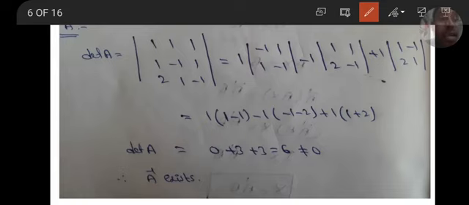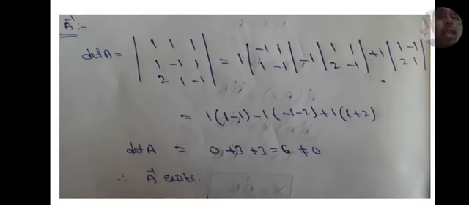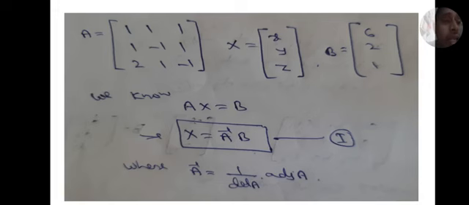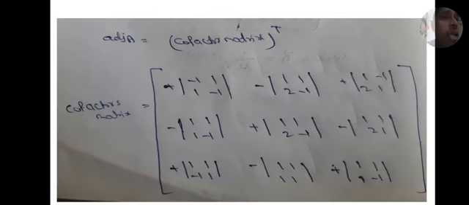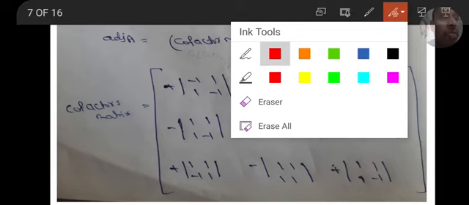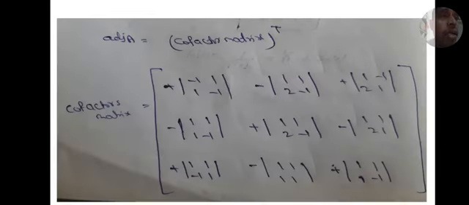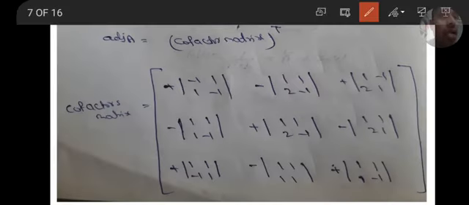A inverse exists means you have to get that det A is not equal to 0. Then A inverse is 1 by det A into adjoint A. Therefore det A is 6. Next you have to find adjoint A. What is the adjoint A? Adjoint A means the transpose of the cofactor matrix.